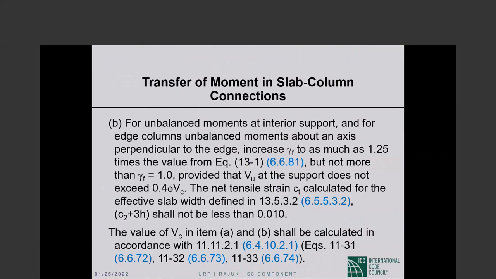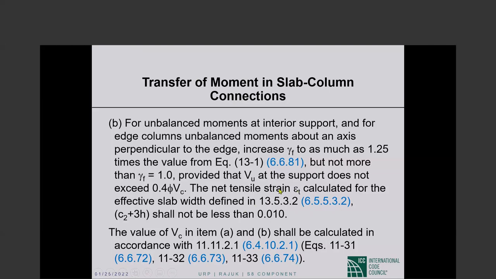So an interior column or an edge column where the bending is parallel to the edge, now gamma sub f cannot be increased all the way to 1, but it can be increased to 125% of the calculated value of gamma sub f. Okay. If gamma sub f is 0.6, we can increase it all the way to 0.75, 125%. If two things are true. If V sub u now is less than 40% of phi times V sub c, no longer 50 or 75.